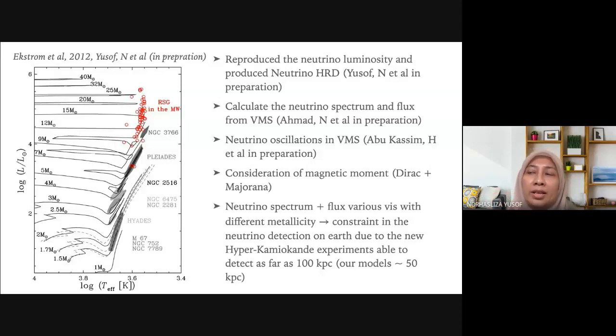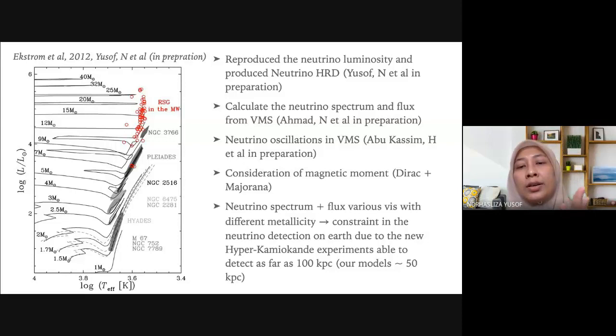Not much work has been done on this neutrino oscillation, because people always focus on neutrino oscillation only occurring in the sun, but how about in a very massive star or massive star? There must be oscillation due to the more energetic environment. And the consideration of magnetic moment, we're going to consider both Dirac and Majorana, and see how it will affect the cooling of the star itself. Plus, this neutrino spectrum and flux vary with process and different density.